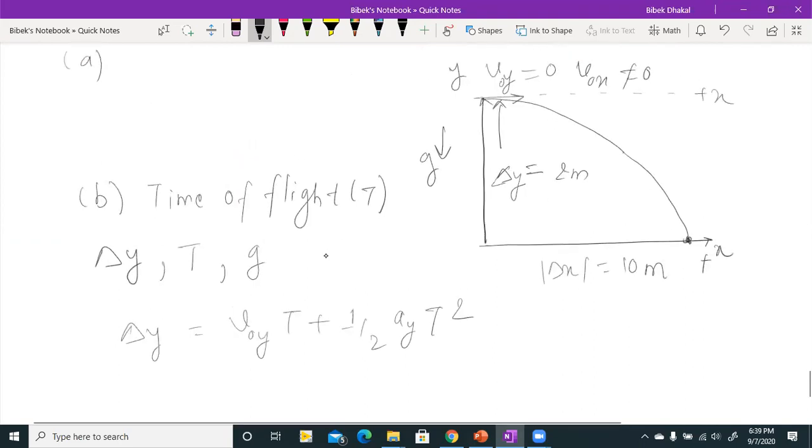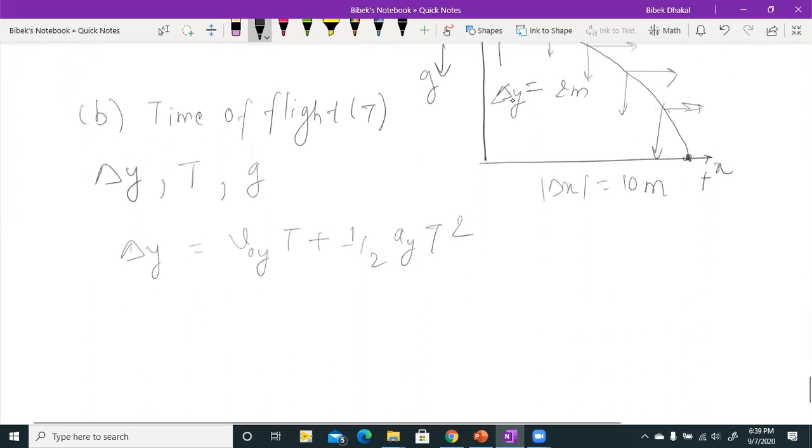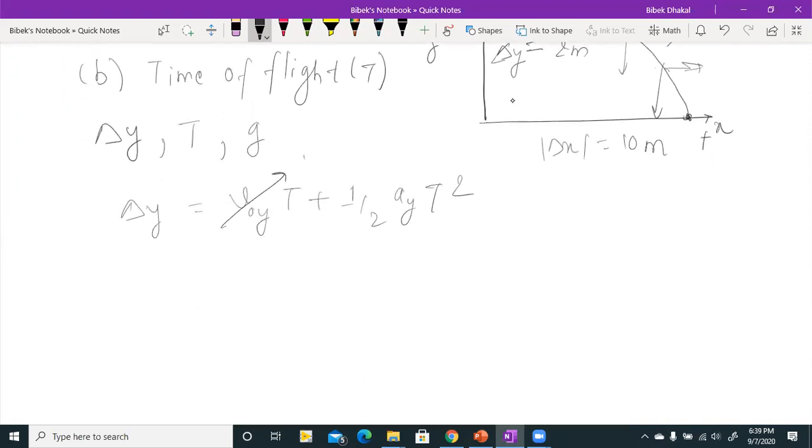Your initial vy was 0. As you can see here, the ball is only going towards x at first, and due to gravity it starts the projectile motion. The vy was 0 here, but the vy increases like this, and the vx is always constant, like in the case of the vertical projectile. So you have the magnitude of delta y, and you need to find t. That is, t is the square root of 2 times delta y over ay.